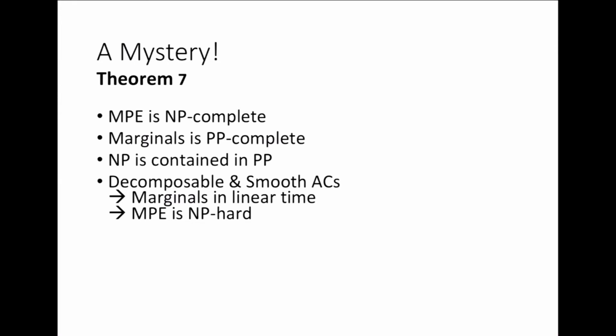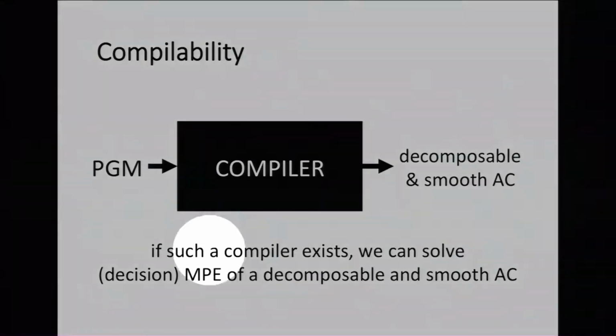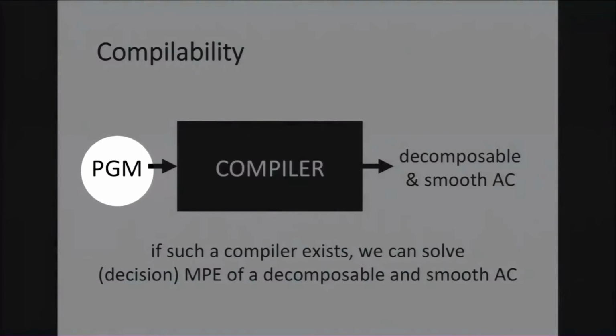Puzzling. Okay. We resolve this in the paper by making the following observation, which again makes this creature interesting. Let me show you the picture instead of the theorem. Suppose you have a compiler that takes a probabilistic graphical model like a Bayesian network and gives you a corresponding decomposable and smooth AC, right?